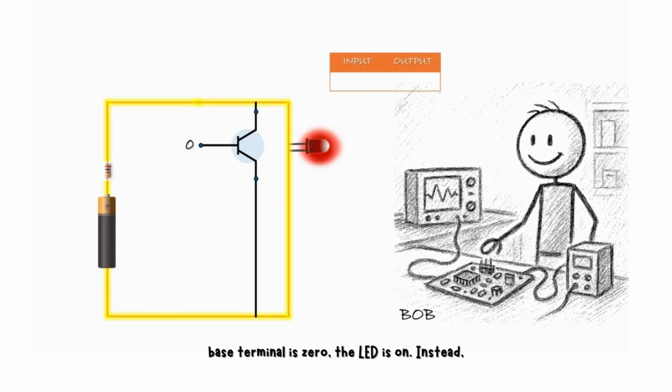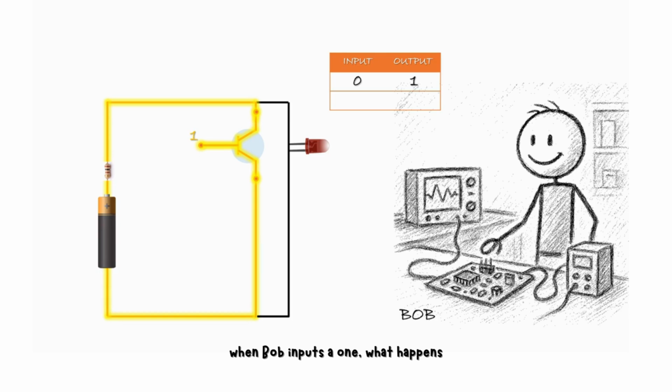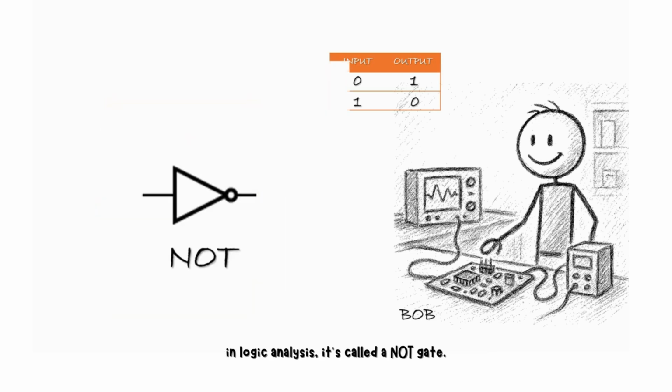When the input to the base terminal is 0, the LED is on. Instead, when Bob inputs a 1, what happens is that the electric current leaves the branch of the circuit where the LED is located and flows through the branch with the transistor as it finds less electrical resistance there. As a result, the LED turns off. Bob finds this behavior quite interesting. In fact, it's so interesting that the evolution of this simple circuit is widely used in electronic engineering. This type of circuit has its own dedicated circuit symbol, and in logic analysis, it's called a NOT gate.